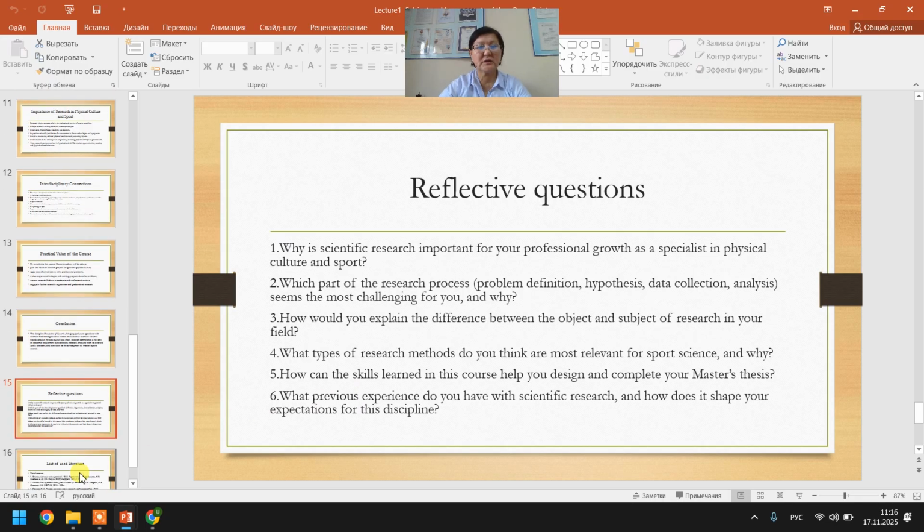At the end of the lecture, I want to give you reflective questions, where we have to interact in order to understand whether you understand the content of the lecture. The first question is, why is scientific research important for your professional growth as a specialist in physical culture and sport? The second question is, which part of the research process, problem definition, hypothesis, data collection, analysis, seems the most challenging for you and why?